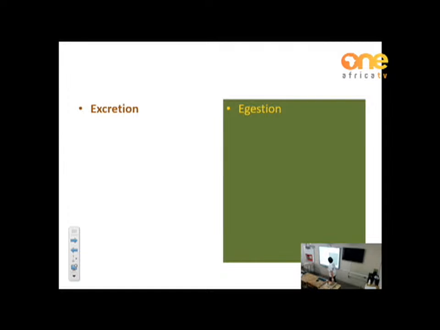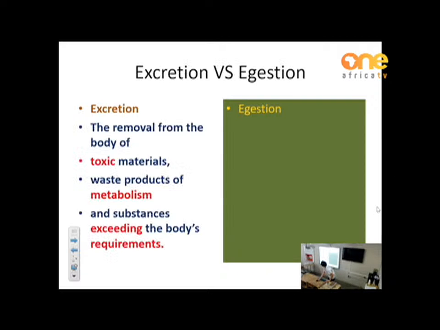Now, it is easy to confuse the word excretion with the word egestion. Excretion was to remove metabolic waste products and excess water and salts. It is the removal from the body of toxic materials, waste products of metabolism, and substances exceeding the body's requirement. What is egestion?